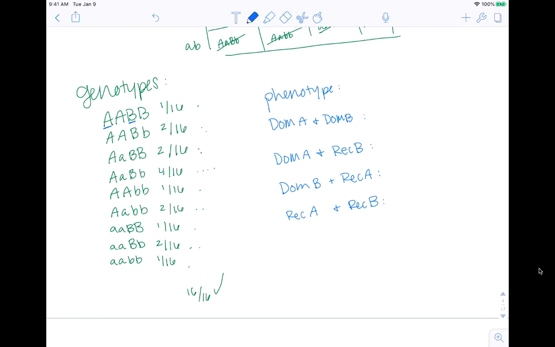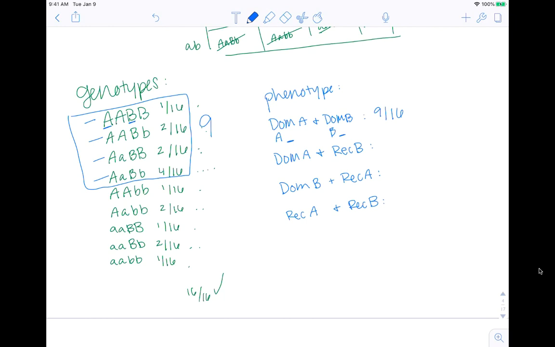So let's go through. We're going to use the genotype actually. So if you have a dominant A, you know that you're looking for an A, and then it doesn't matter what's next to it. And if you're looking for a dominant B, you're going to be looking for a big B, and it doesn't matter what's here because if it's dominant, it's always going to show. So we have this one works for that, this works for that, this works for that, and so does this. So looking at this top section, we have 1, 2, 3, 4, 5, 6, 7, 8, 9. So we have 9 here. So 9 out of 16 are going to be dominant for both traits.